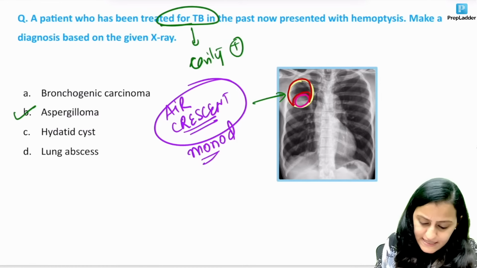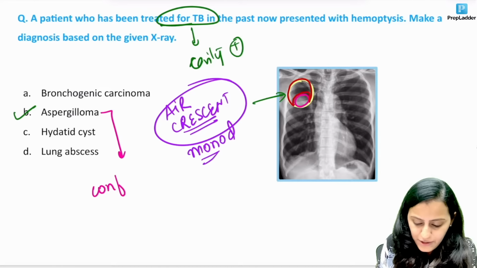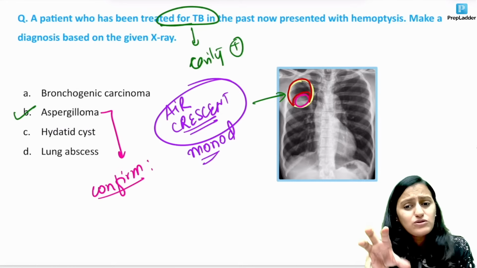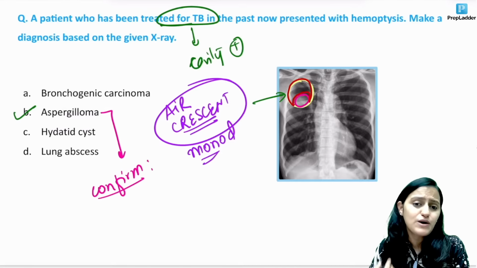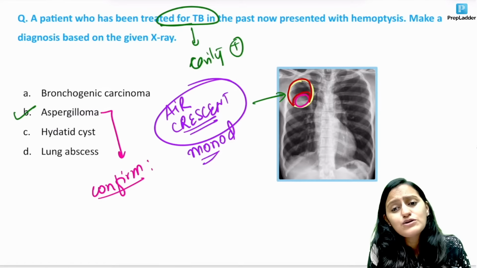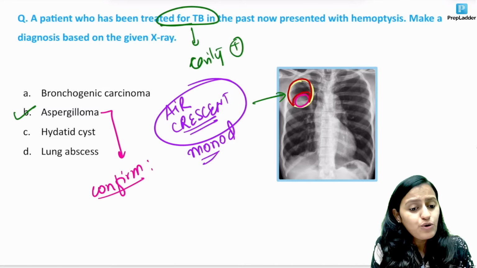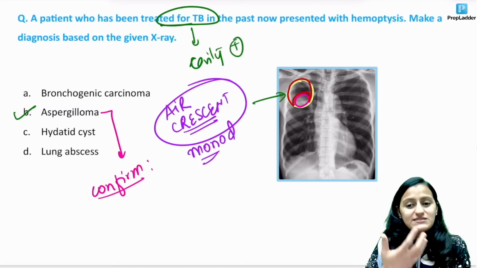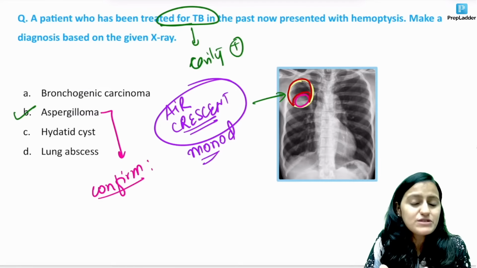One step ahead, can someone tell me how you can confirm that the pathology you are seeing is aspergilloma only and nothing else? Because you can have the air crescent sign in other pathologies; a tumor can also show this. How will you confirm? Absolutely right. It moves. If the patient changes position, it moves. It is something which is mobile.